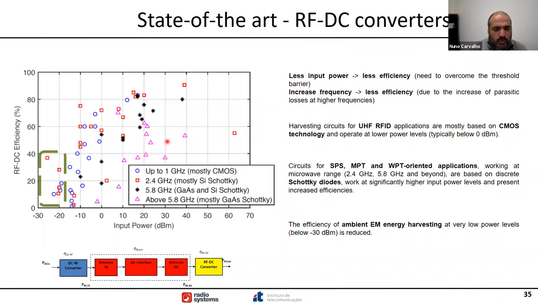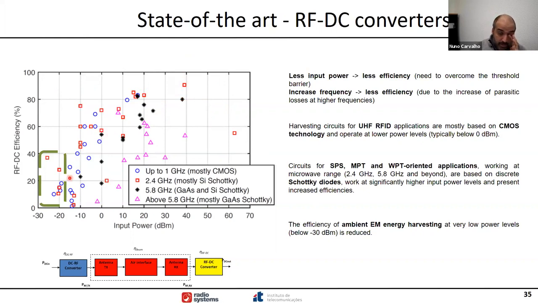Now, if you look at the RF to DC converters, the efficiency can be extremely low at low power. But you can see that if you increase the amount of power that you feed your rectifier, you can achieve quite good values of efficiency. You can go up to 90%. There are already results on the market.